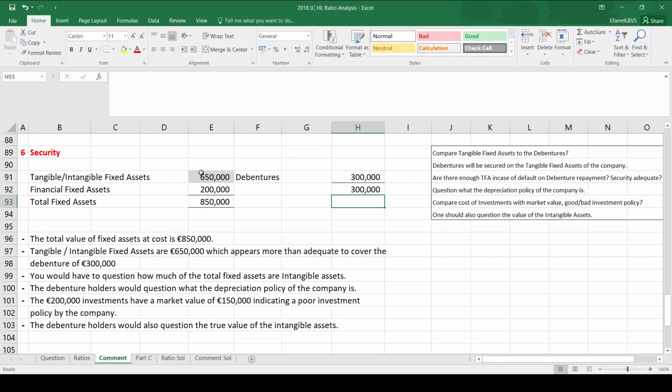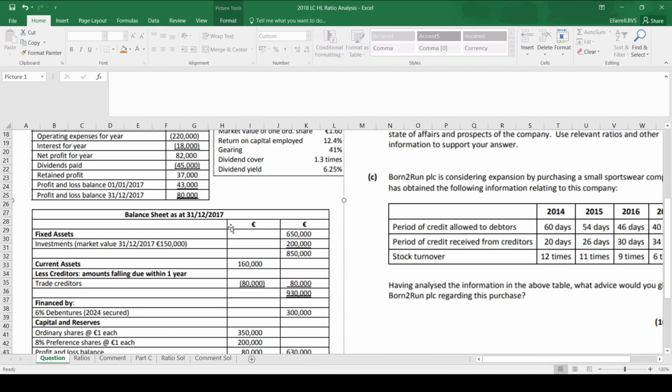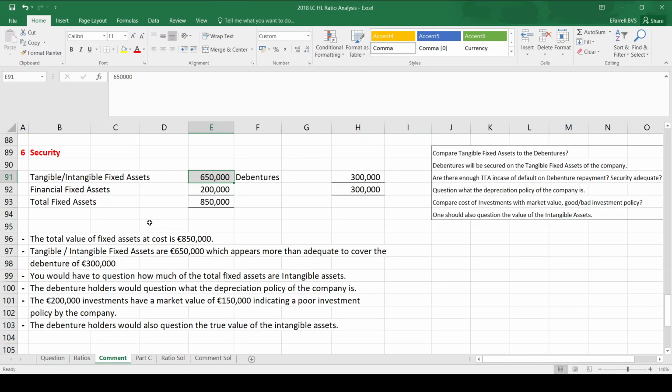If the debentures are 300,000 and they only had 100,000 in assets, then if they defaulted on the loan, there wouldn't be enough assets to cover it. So the total value of fixed assets at cost is 850,000. Sometimes we are given a breakdown of tangible and intangible fixed assets, but here we're not. We're just told fixed assets are 650, so we don't know what is tangible and what is intangible. Fixed assets of 650 appear more than adequate to cover the debenture of 300,000.